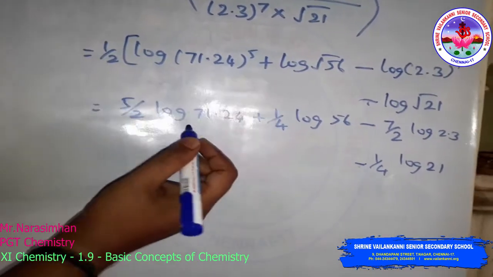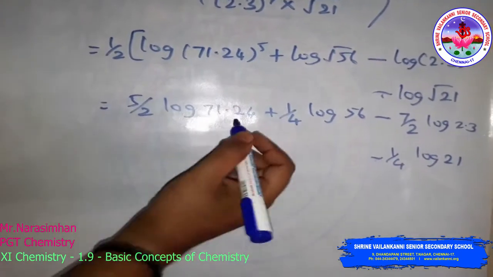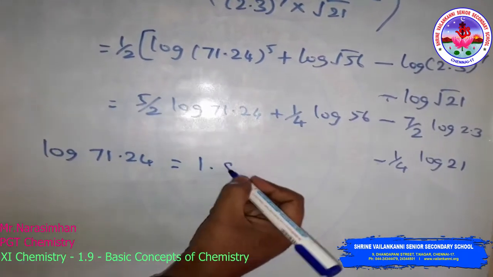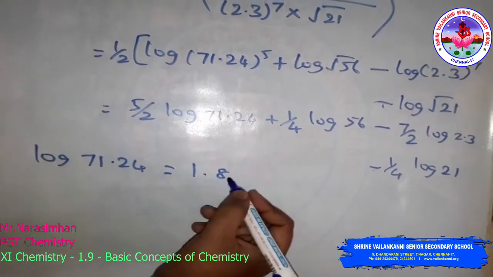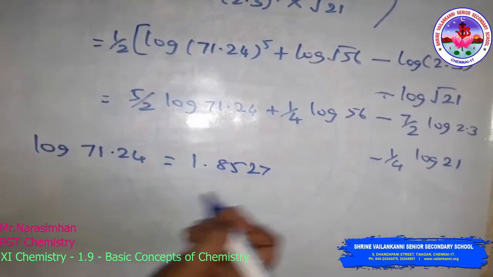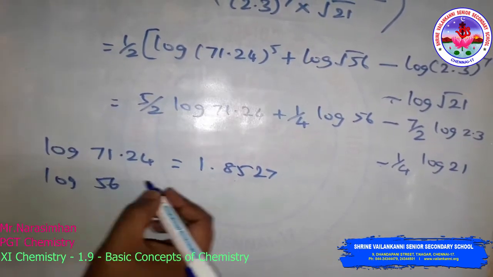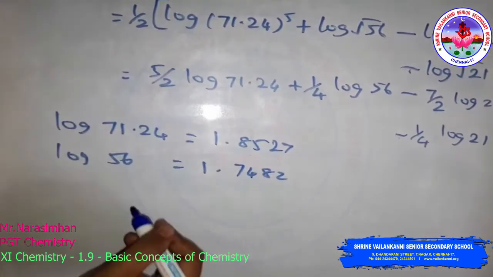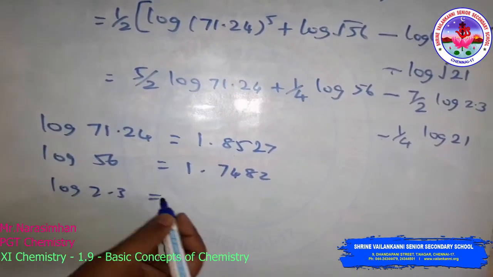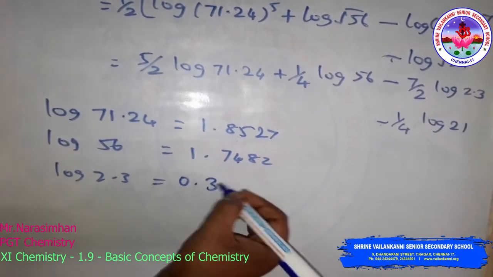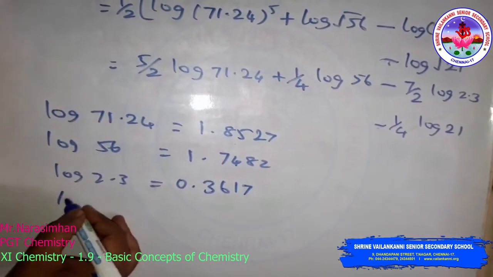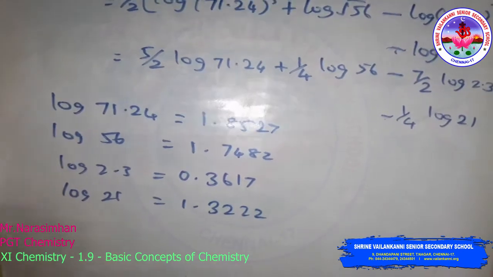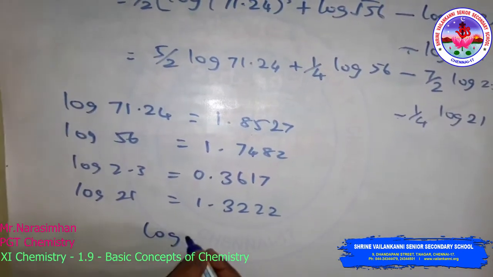So we have to take every value of log. So log of 71.24, you can check it in the log table, the characteristic is 1 because of 2 digits, so 1.8527, and the log 56 value is characteristic 1, then 7482, then log 2.3 value, its characteristic will be 0, 3617, and log 21, characteristic 1, 1.3222.